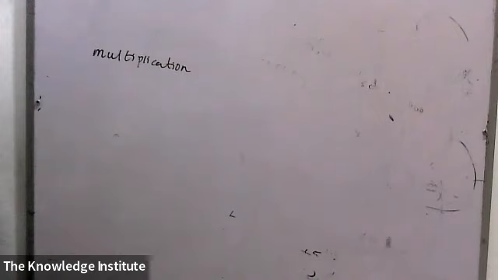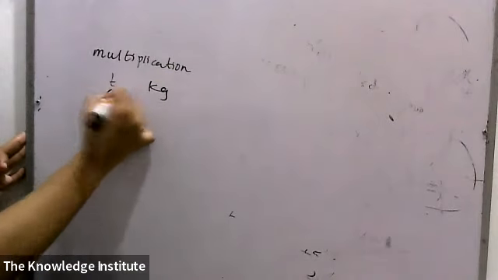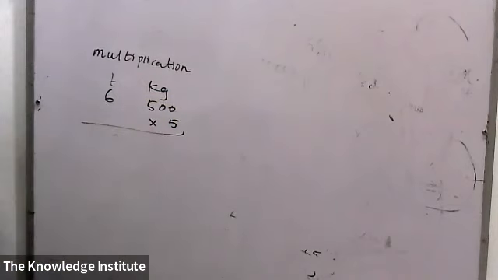Okay, multiplication. You can write down the topic. Let's say they have asked us to find 500 multiplied by 5. How can we do? We have to do the normal multiplication, but you must be aware that the maximum number of kilograms we can have here is 999. If it's 1000 or more than 1000, you have to convert that into tons.